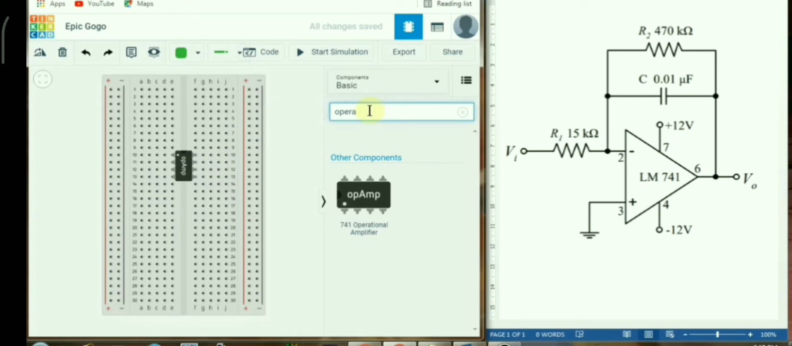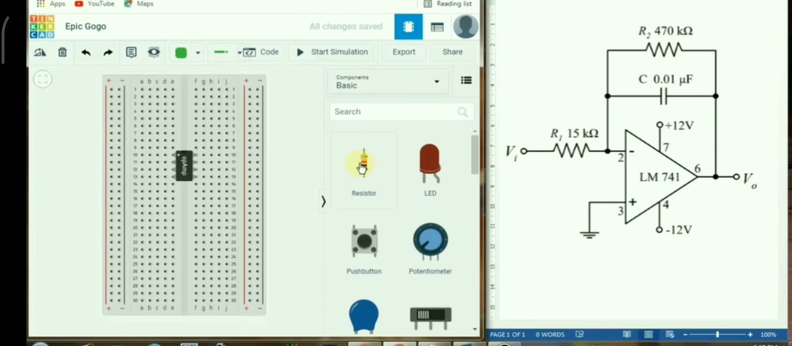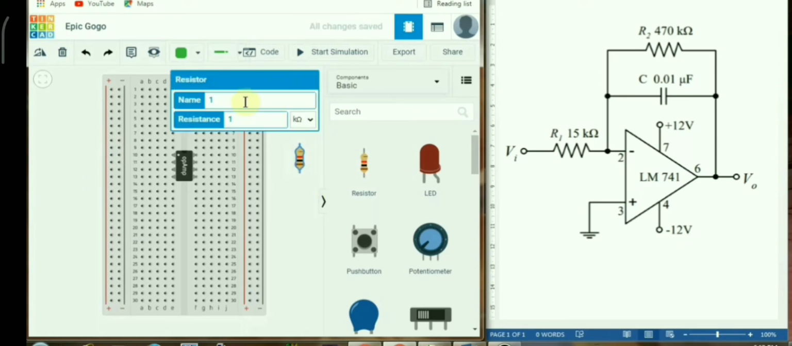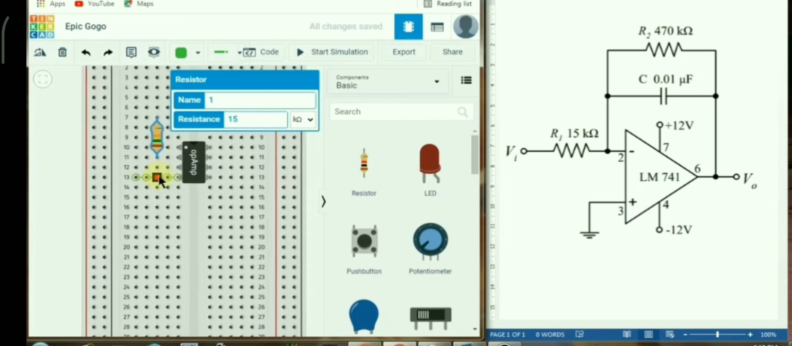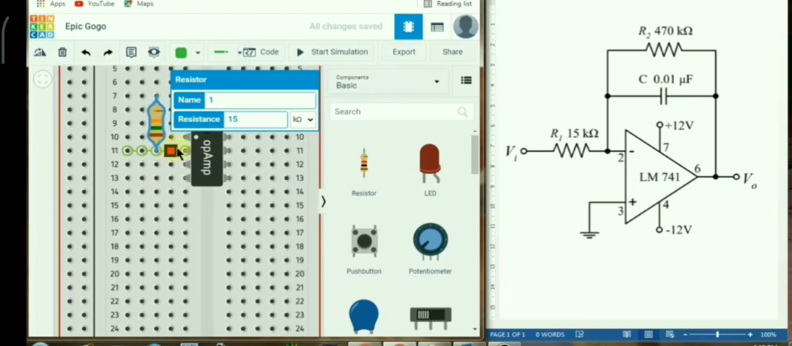Then we require a resistor having a 15 kilo ohm value. So pick up the resistor, click on it and change the value to 15 kilo ohm. Connect it to pin number 2. See here, only drag and place it on pin number 2.